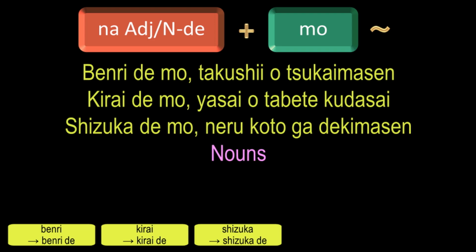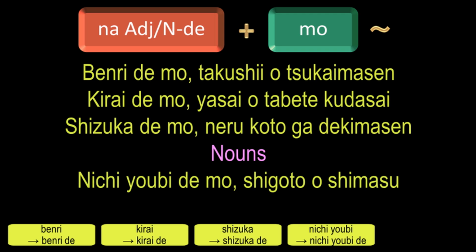Next, let us see the pattern in case of nouns. Here again, we will first add de and then add mo. Let me give you a few examples. Nichiyobi is a noun and it means Sunday. By adding de and mo, we will get the expression Nichiyobi demo, which means even if it is Sunday. And to say even if it is Sunday, I work. In Japanese, it will be Nichiyobi demo shigoto o shimasu.